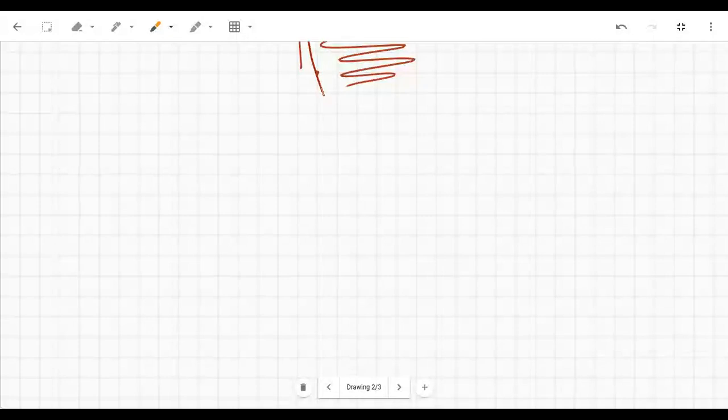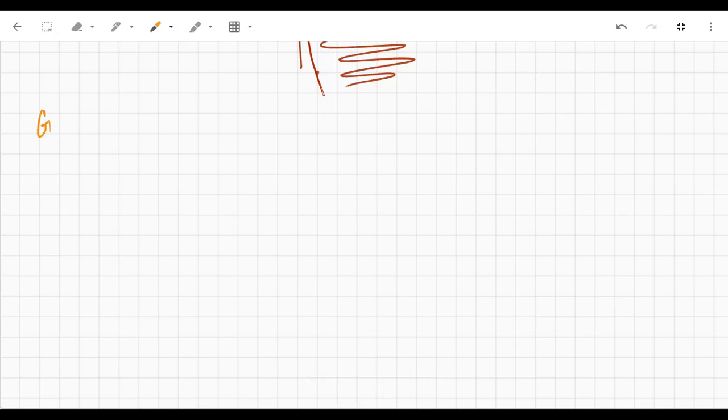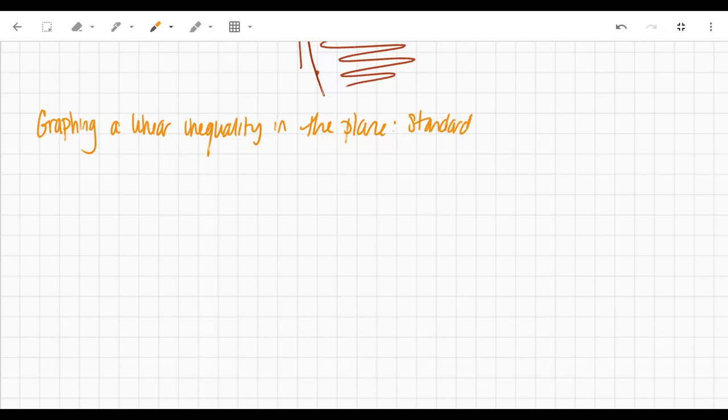We have graphing a linear inequality in the plane, standard form. Okay, so in this one, your equation will be in the standard form of a line. So standard form, remember, is ax plus by equals c.